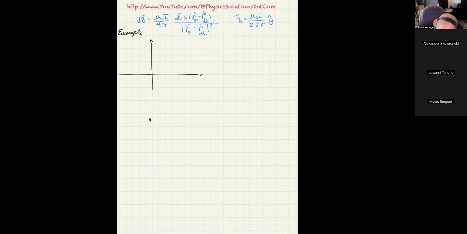What we're going to have is an x-axis that points out of the page, a y-axis that is in the page and points to the right, and a z-axis that's in the page and points up. Now, the actual current carrying wire that we're doing a calculation for is going to be a circular loop. So I'm going to attempt to draw that as nicely as I can.